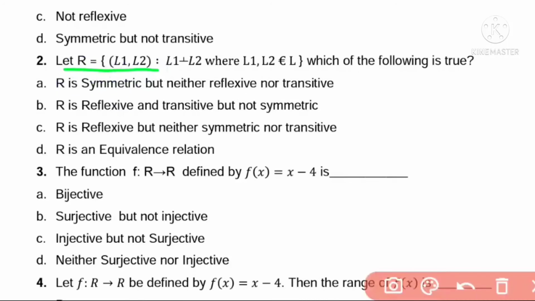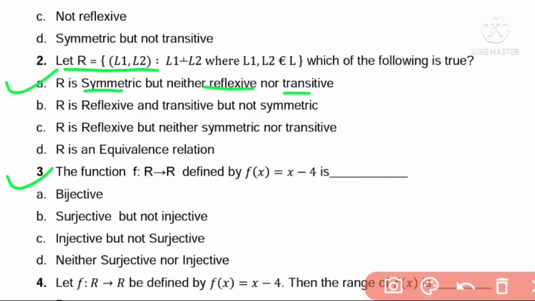Okay, question number 2 is (L1, L2), where L1 is perpendicular to L2. Then look here, we can see L1 is not perpendicular to L1, so it is not reflexive. L1 is perpendicular to L2, means L2 will be perpendicular to L1, means it is symmetric. Next, if L1 is perpendicular to L2 and L2 is perpendicular to L3, then we cannot say that L1 is also perpendicular to L3, so it is not transitive. So we have the answer is first.